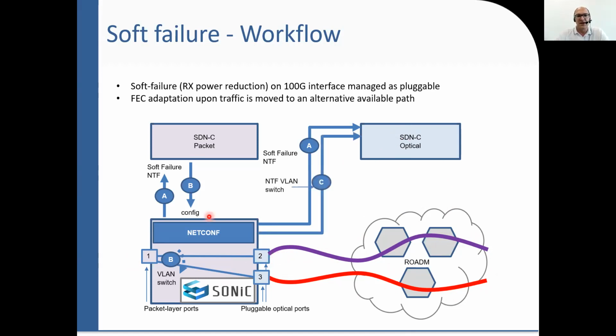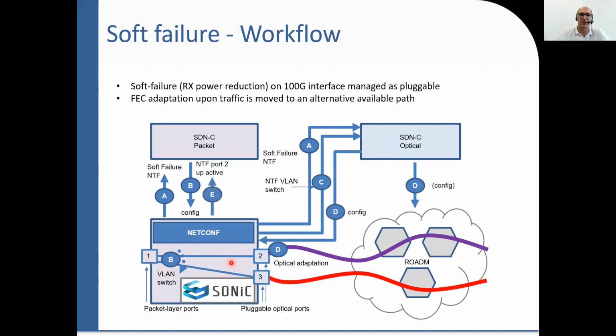So as soon as the packet controller has moved the traffic away from this purple light path and moved it to the red light path, the traffic is now safely following a different route. So the optical controller can be informed that the restoration can be applied. It will make some changes in the network, which may even induce some direct configuration in the packet optics, changing, for example, some parameters here. At this stage, the packet node informs the SDN controller that the light path is successfully restored. And so possibly the traffic is moved back to the original light path.